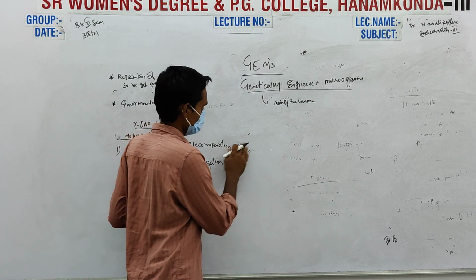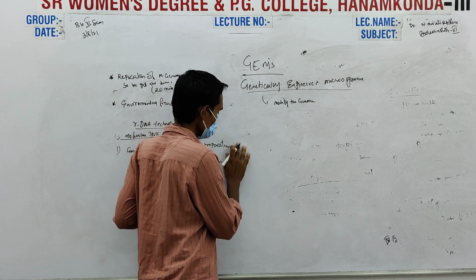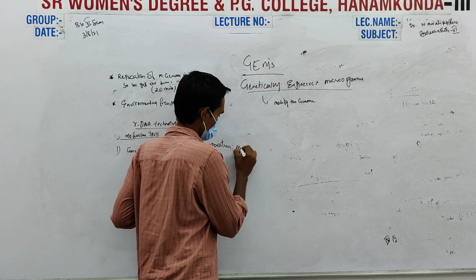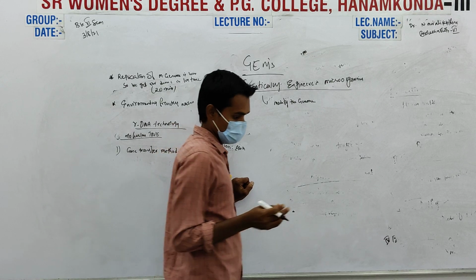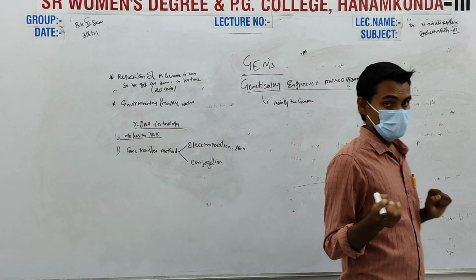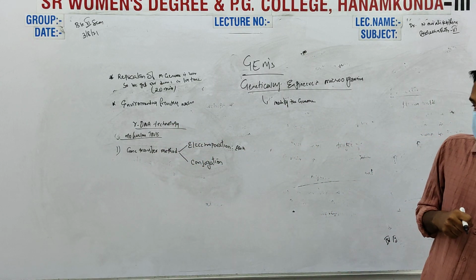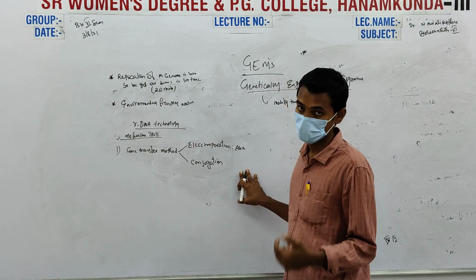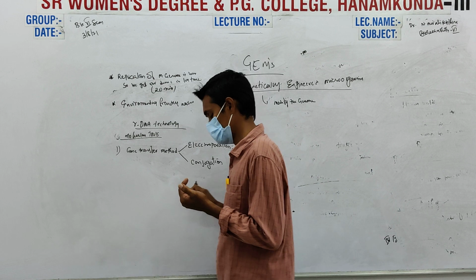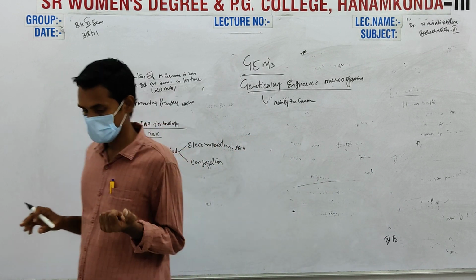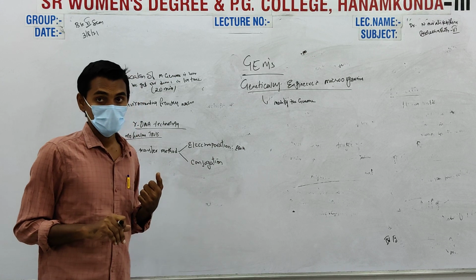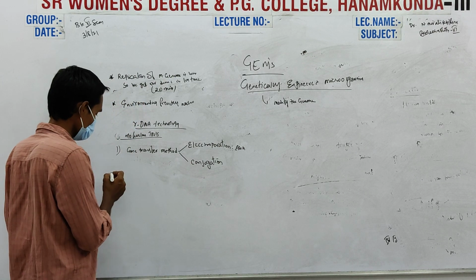In electroporation, we apply a certain electric voltage so that the bacterial cell can take up the DNA. Whereas in conjugation, by formation of a conjugation tube, the DNA is transferred from one cell to the other cell. So this is the gene transfer method.